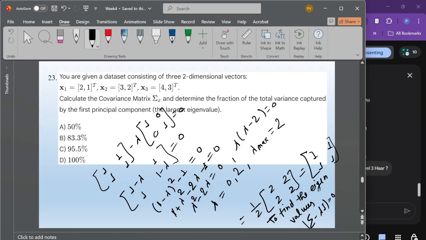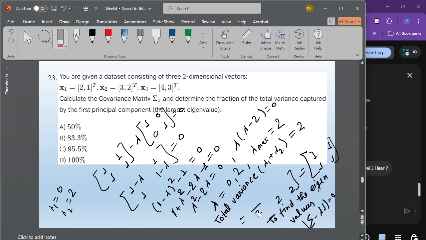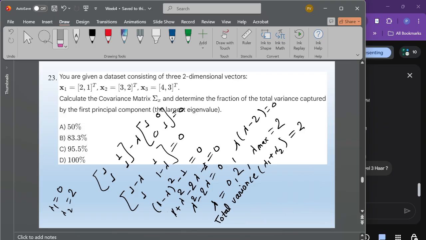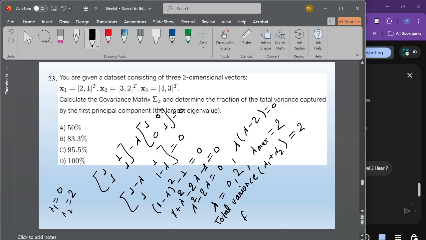So this is a variance. So total variance is this one. Here we can say that lambda 1 is 0, lambda 2 is 2. So lambda 1 plus lambda 2, that is the total variance, is 2. To calculate the fraction, the fraction is calculated by lambda 1 divided by lambda 1 plus lambda 2.